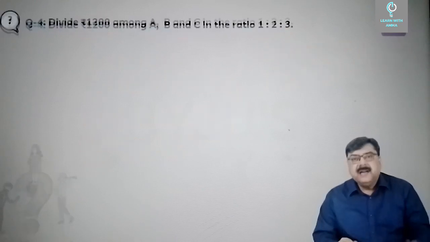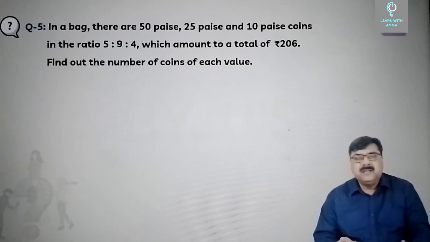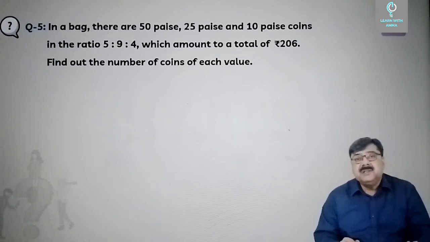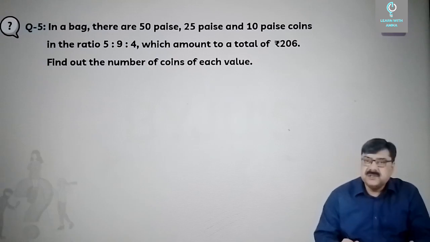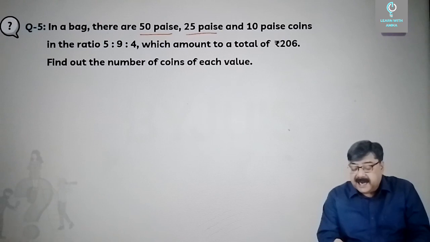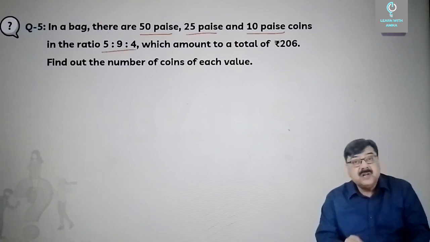Alright, now let's get to some questions which appeared in CSAT examinations or other examinations. Now in a bag there are 50 paise, 25 paise and 10 paise coins in the ratio 5 is to 9 is to 4.